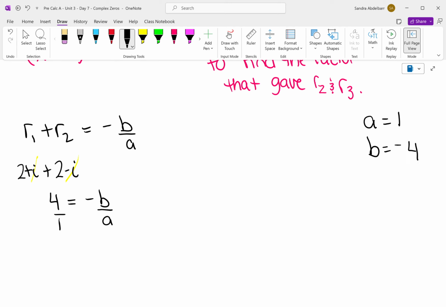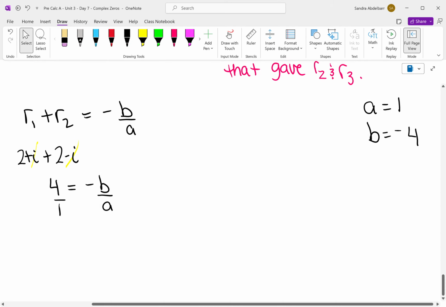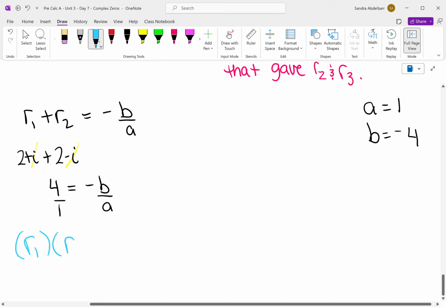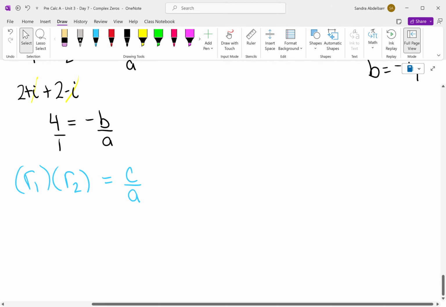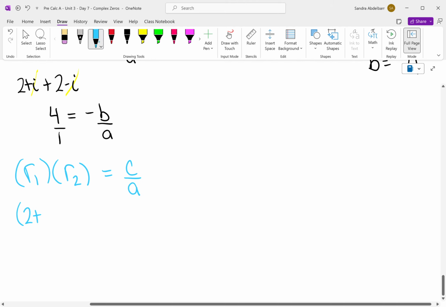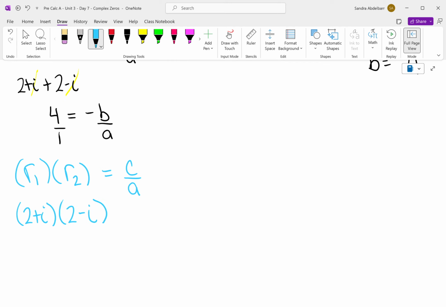All right, now we're going to do the product of these. So we're going to say root 1 times root 2. That's going to give us c over a. So now we are going to be 2 plus i times 2 minus i.